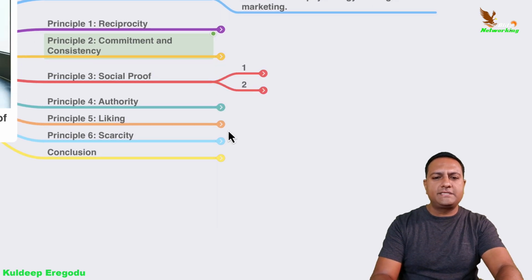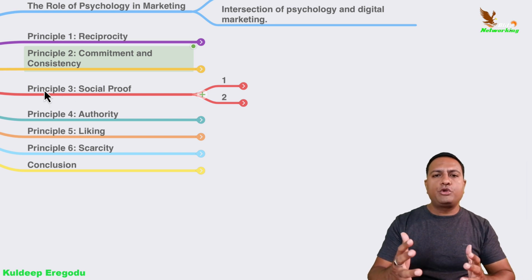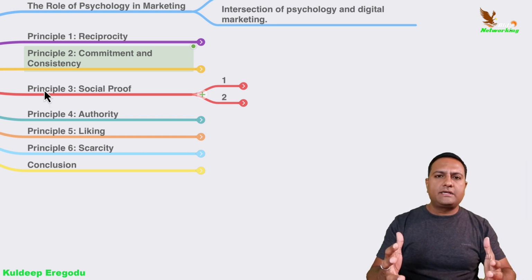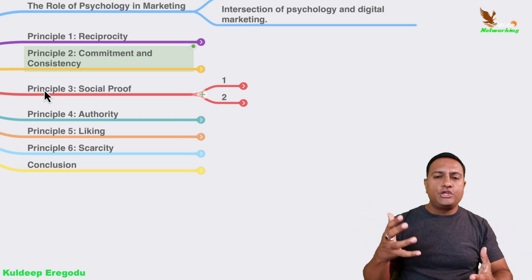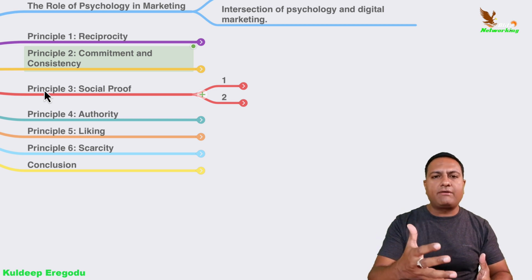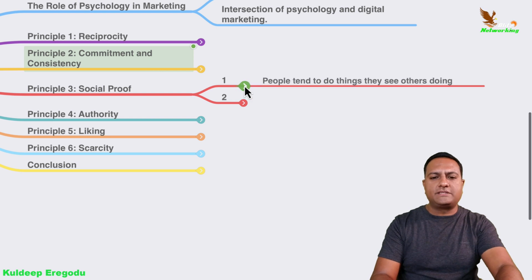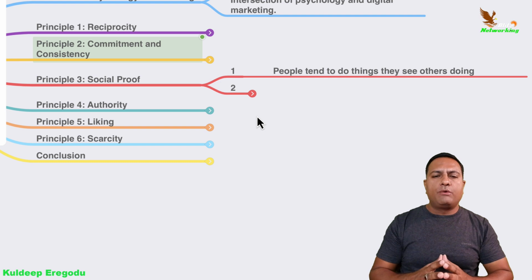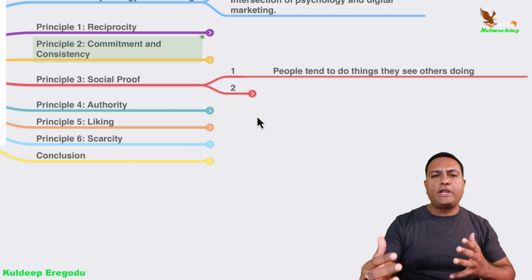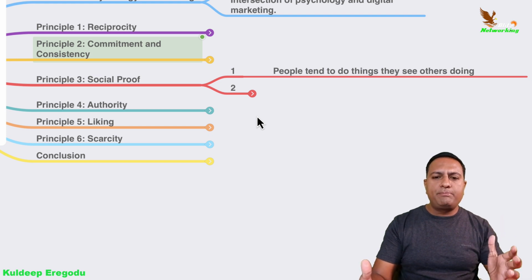So the third principle is social proof. Now, you need to have social proof. What do you mean by social proof? See, anyone will not just come and buy from you or take your services. You need to have some authority. We will cover authority in the fourth principle, but you need to have some social presence. People tend to do things they see others doing. That means when you keep coming on social media, when your face is seen on social media, when you are talking about something on social media, people tend to do things they see others doing.